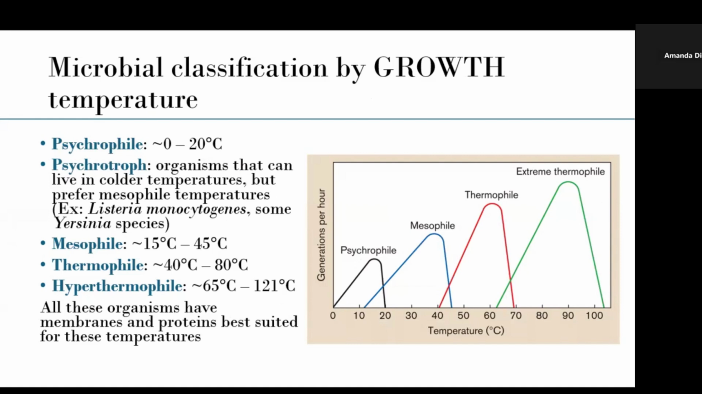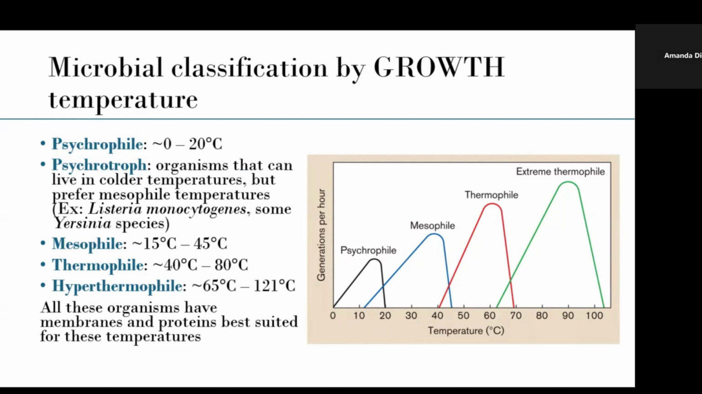Psychrotrophs, you might hear this term too. These are organisms that are really mesophiles. They prefer to grow between 15 and 45 C. This is like our body temperature and normal ambient temperature. So they prefer to grow there, but they can handle the cold temperatures pretty well. They just don't like growing at them. So they grow best at mesophile temperatures, but can live just fine in the cold.